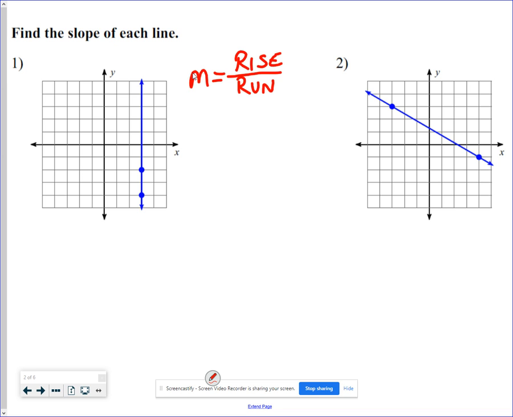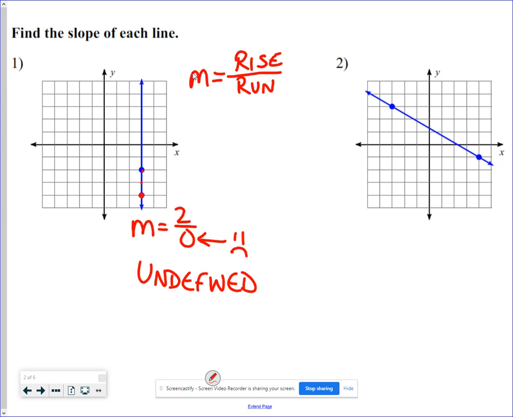So this graph, if I would start, let's say at the bottom, because I can't start at the left because there isn't a left or a right. If I start right here and I move up 2 spots, I'm going to go up 2, but I'm going to go sideways 0. And that 0 in the denominator is the issue. You cannot have this. This makes us unhappy. So this is going to be an undefined slope. That's an undefined fraction, it's called. It's an undefined slope if the 0 is in the denominator of the slope fraction.